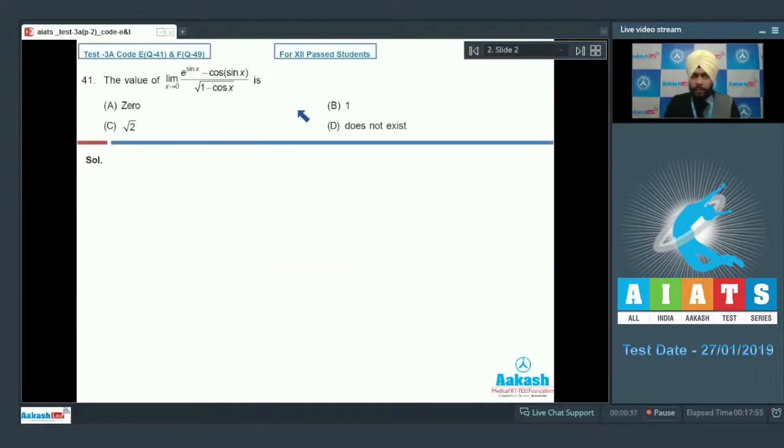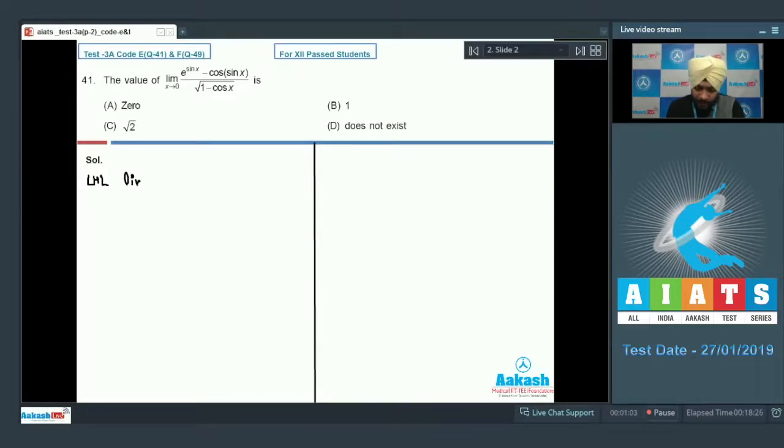number 41. The value of limit x tends to 0, e raised to power sin x minus cos of sin x whole divided by root of 1 minus cos x is. Students, as we can see that there is under root in the denominator, so let us consider LHL and RHL separately. So for LHL I'll have f of a minus h, that is 0 minus h.